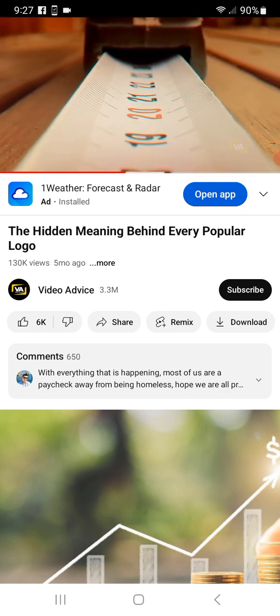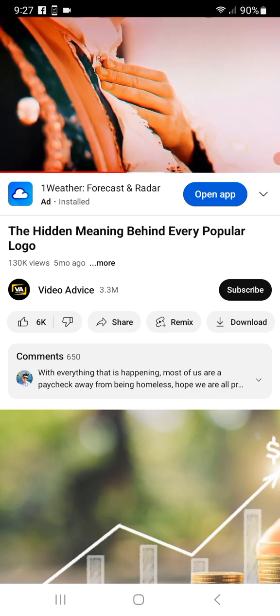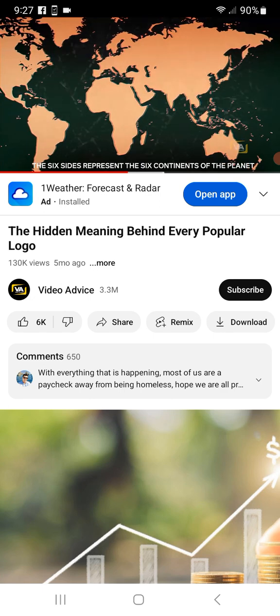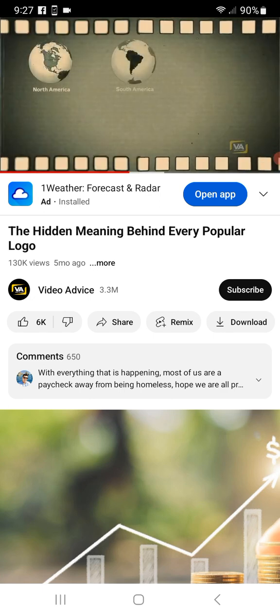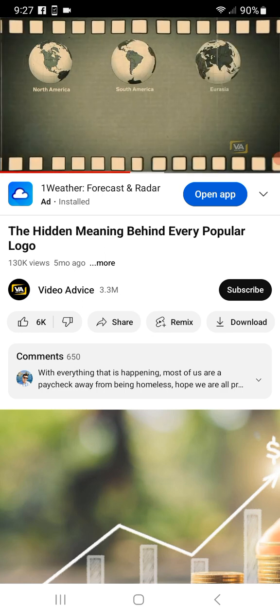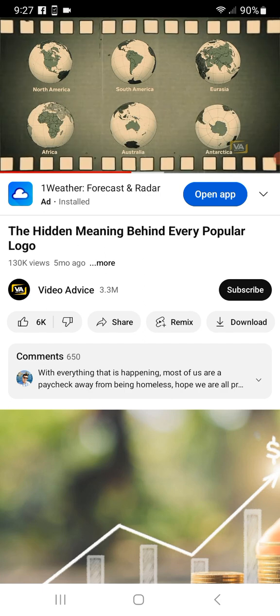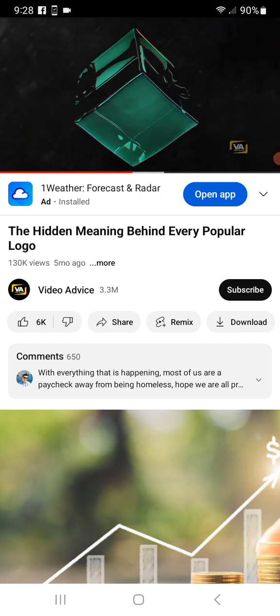Ruler, or if you're a despot or a monarch or something, you would also rule the land of the earth. And the six sides represent the six continents of the planet. So you have North America, you have South America, you have Eurasia, you have Africa, you have Australia, and you have Antarctica. So these are the six surfaces of the cube, which represents the earth.